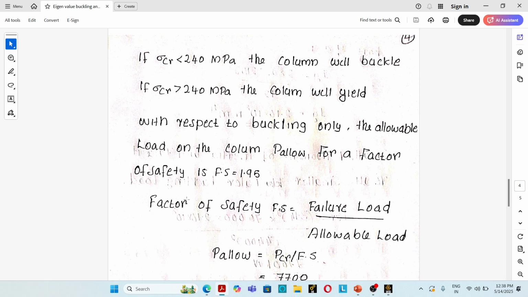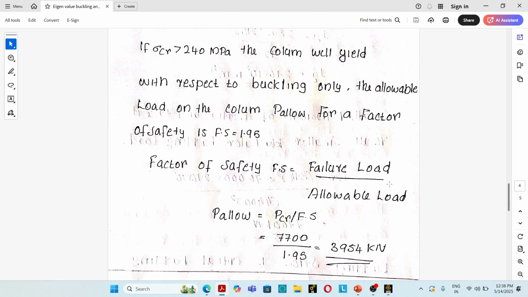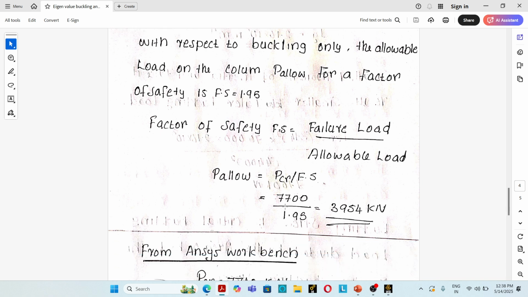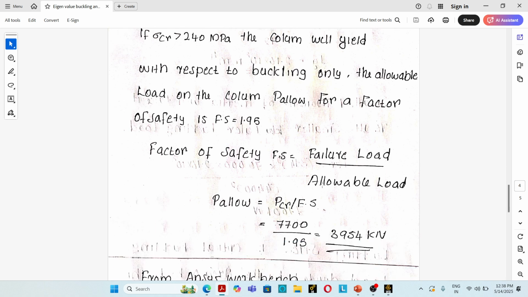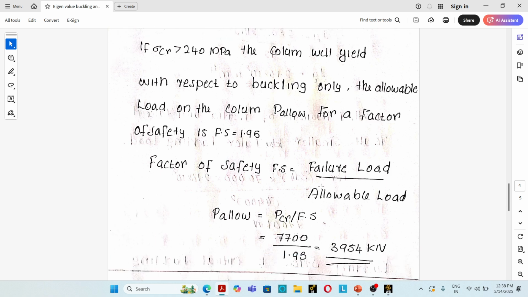Then the factor of safety, which is given as 1.95. The factor of safety is failure load divided by allowable load. Then the allowable load is 7,700 divided by 1.95, which is 3,954 kilonewton. So this is the result from the analytical calculation. Now I am going to perform the eigenvalue buckling analysis in Ansys Workbench and find out the critical load.